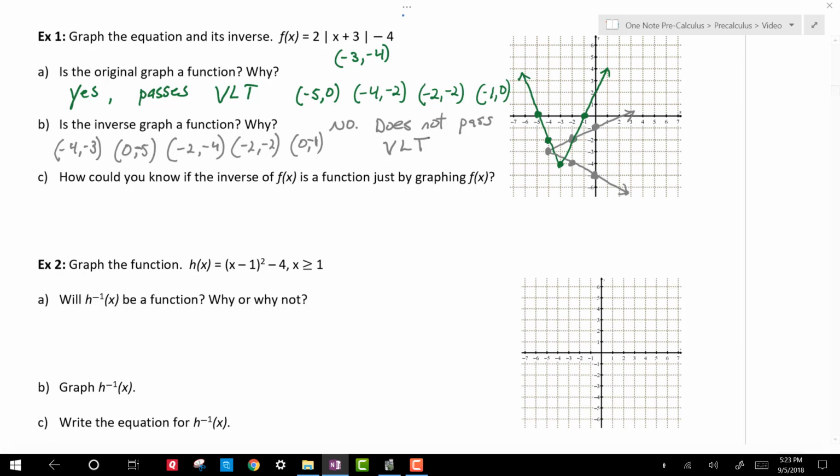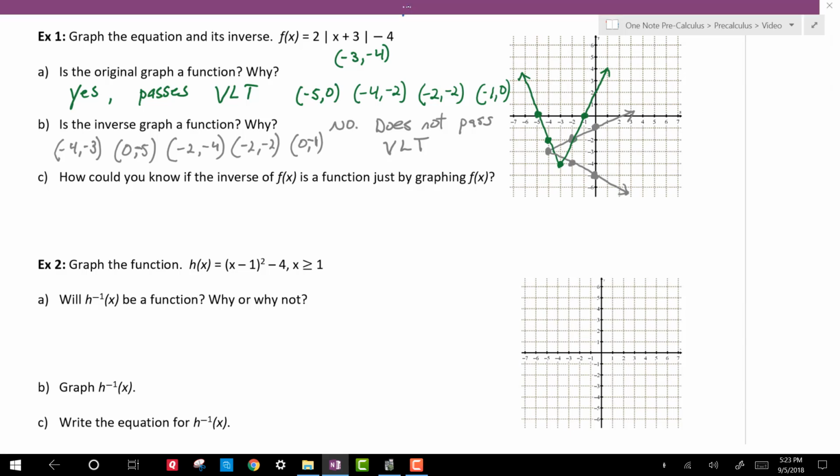So in the first example, the graph and its inverse were functions. In the second example, the original graph is a function, f of x, but the inverse is not a function. Okay? So just keep in mind that not all inverses, if the original is a function, that doesn't mean the inverse is going to be a function.